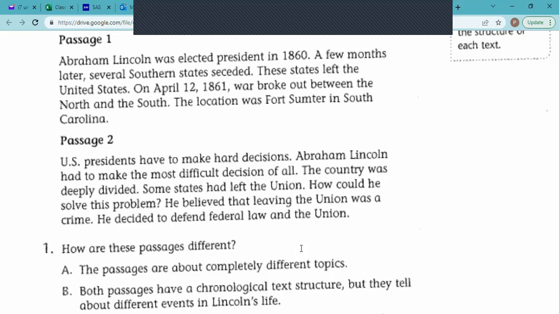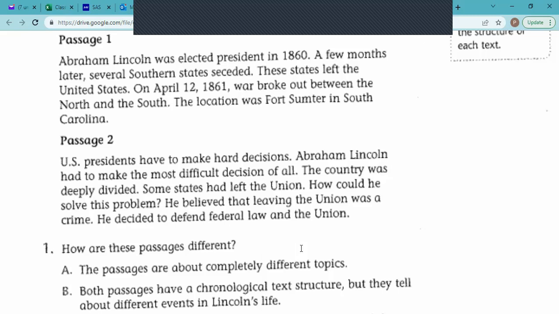Now, in passage 2, it says, U.S. presidents have to make hard decisions. Abraham Lincoln had to make the most difficult decision of all. The country was deeply divided. Some states had left the Union. How could he solve this problem? He believed that leaving the Union was a crime, and he decided to defend federal law and the Union.